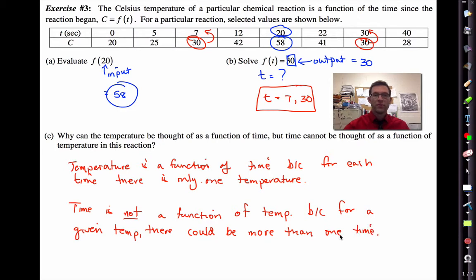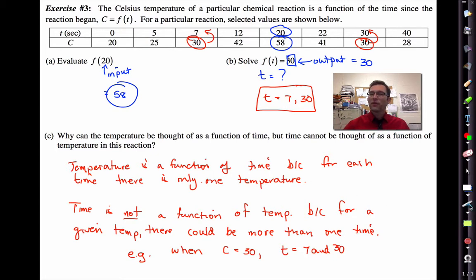And a great example, when C equals 30, T equals 7 and 30. All right, so that's it. Very, very important to know the basic definition of a function. All right, let's keep going.